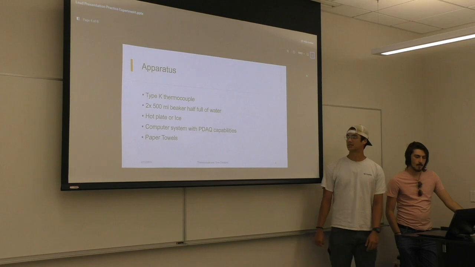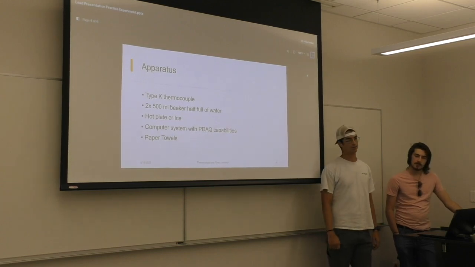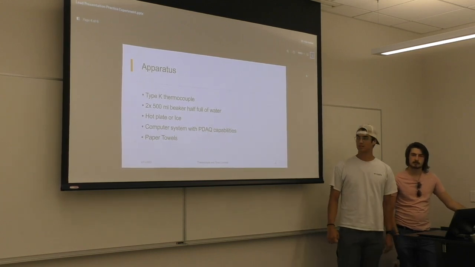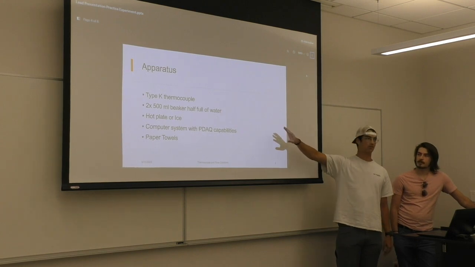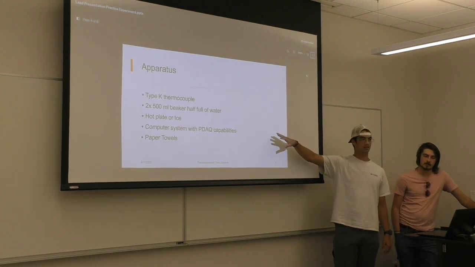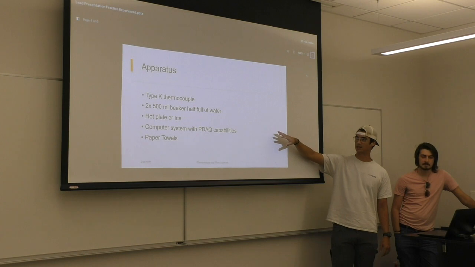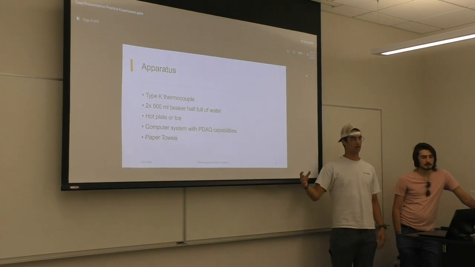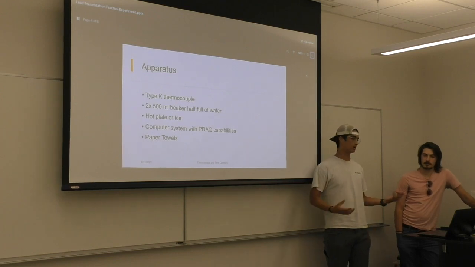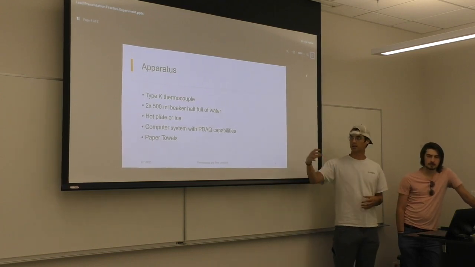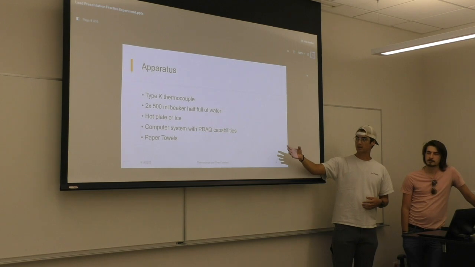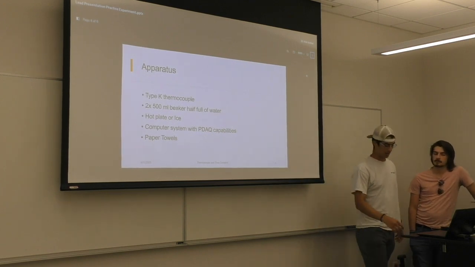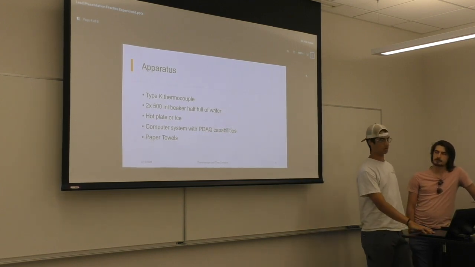So the apparatus needed: you're going to need a type K thermocouple, and it's supposed to say 1 originally when I was making this, but I read the experiment wrong and forgot to update it. So it's supposed to be 1 500 milliliter beaker, half full of water, and depending on if you have the boiling water or the ice water experiment, you're going to need one or the other, and you're going to need computer systems with the data acquisition capabilities and paper towels.